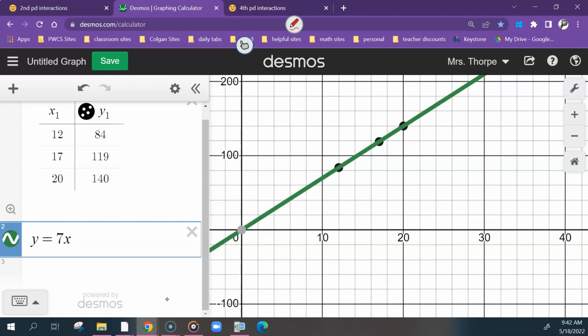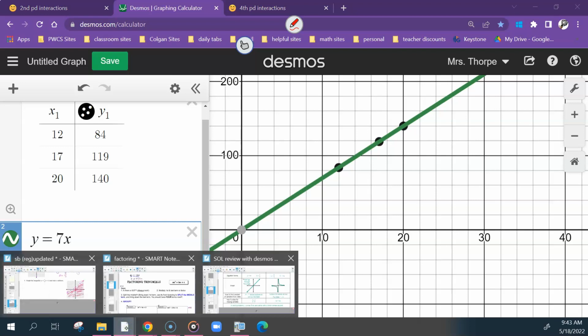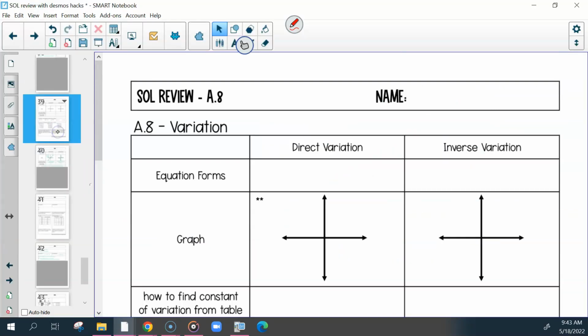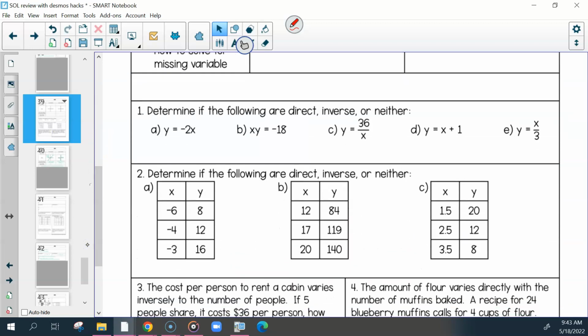Is it actually 30? Yeah. That's 30. 3.5 times 8. It might be 25. That's 28. Okay, so it's not inverse. Start dividing. 20 by 1.5. Is that going to be neither? 13.3. 12 divided by 2.5. 4.8. So it's 0.96. It's neither, because it's not dividing or multiplying. So this one was inverse, this one was direct, this one was neither.